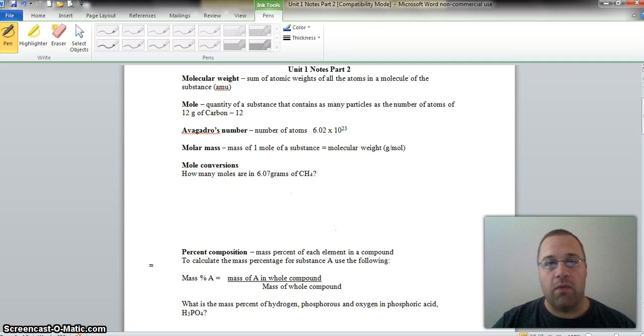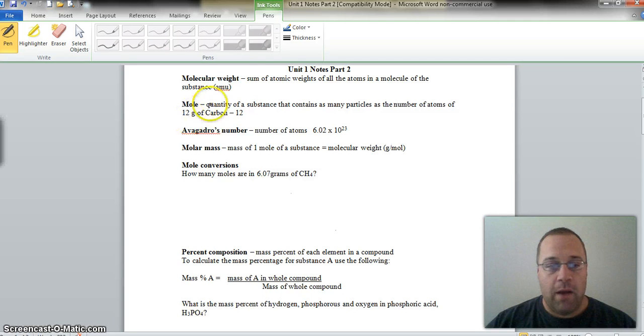The big thing that we're going to use is the molar mass, which is just the mass on the periodic table. Any mass that's on there for any given element is the mass of 1 mole. So we're going to start with a basic conversion. It says how many moles are in 6.07 grams of CH4. In order to do this, you're going to need the periodic table, so make sure you have one with you.